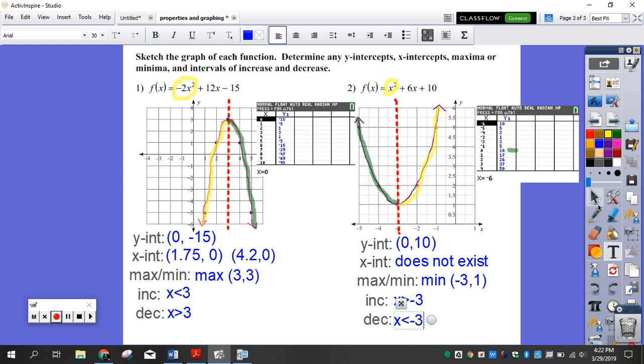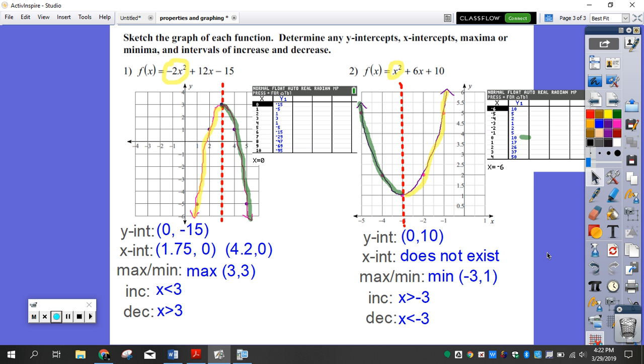So there was a really quick overview of what we did with graphing quadratics. I hope this helps you review that material. And I'll see you in class.